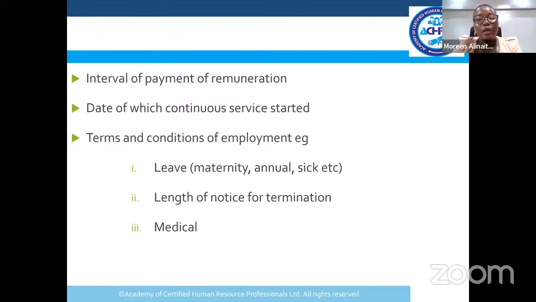Now, there are some employees who prefer to be paid every 2 weeks. They don't want to be paid at the end of the month, or they prefer to be paid every week. People's salary can be paid in intervals. They say, I give you advance.